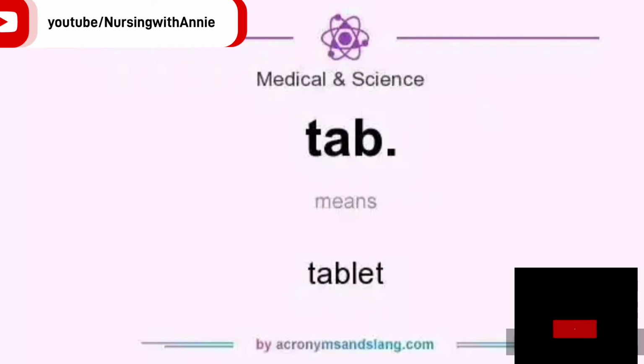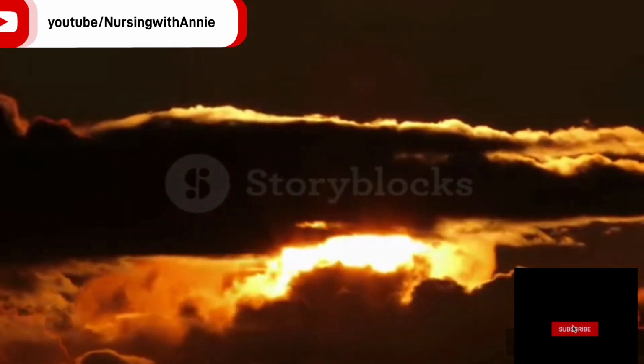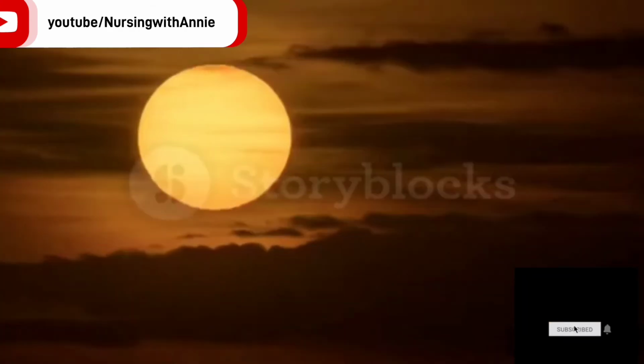Then you have TAB. TAB simply means tablet. So whenever you see TAB, it means tablet. Then you have GTT. GTT simply means a short abbreviation for drops. So wherever you see GTT per minute, it means drops per minute. You have AM, PM. This has to do with time. AM is in the morning, PM is at night.